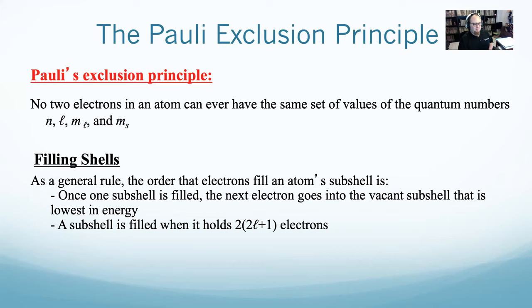Question: when it goes to the next N level, does it get a weaker hold on the electron, or is it the same? It does, yes. If it goes to a higher N, that also means a further out radius. A further out radius means the electron is further away from the nucleus. Further away from the nucleus means the Coulomb force is less. So yes, the bigger it is, the less the hold is there.